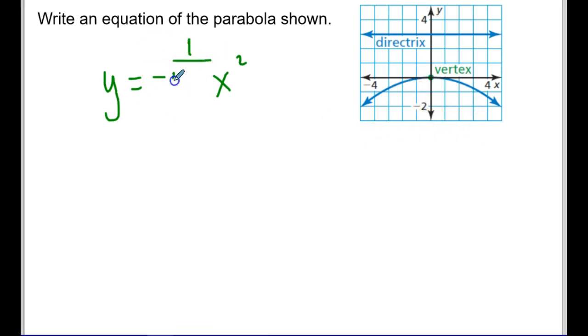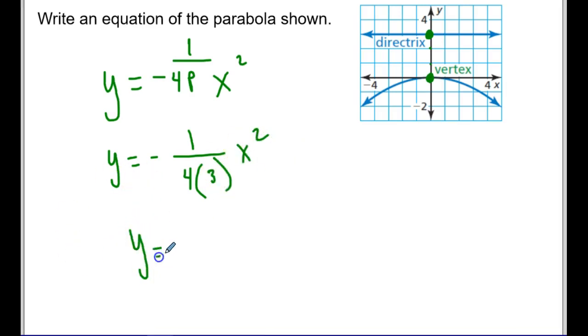So now I have to deal with my 1/4p. Let's find what p is. So I have y equals -1/4p, and my p is always the distance from the vertex to either my directrix or my focus. Here I'm given the directrix, so I can just count. 1, 2, 3. So my p value is 3. Now let's simplify. So y equals -1/4 times 3, which is 12, x squared. So I know that this is going to be the final equation of this parabola.